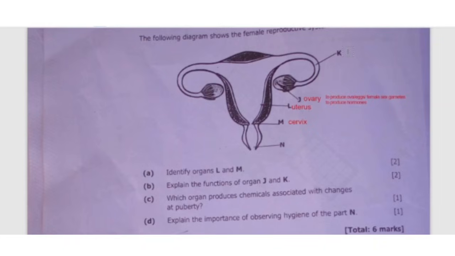So we come to K, because they have asked us to find the function of K and J. We are done with J, which is ovary, and those are the functions. We come to K. Before we write the functions, first let's identify that part labeled A. That is the oviduct, which is also known as fallopian tube.